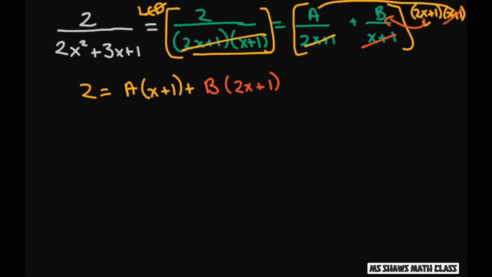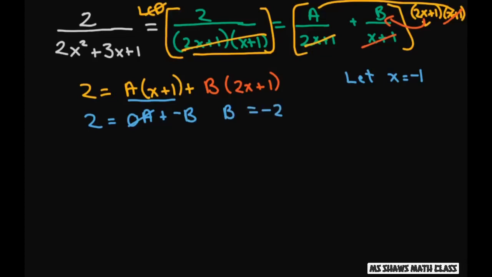Now we can let x equal -1, and that will clear out this. So you're going to get 2 equals 0a plus -2 plus 1 is going to be -b, that's -1b. So a goes away, and b is going to equal -2.